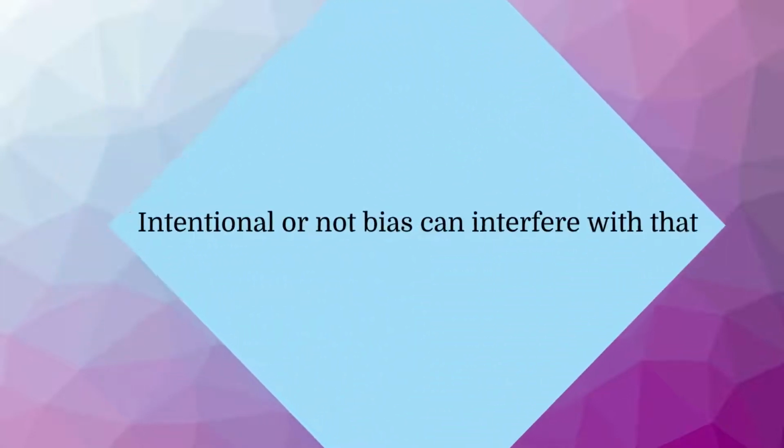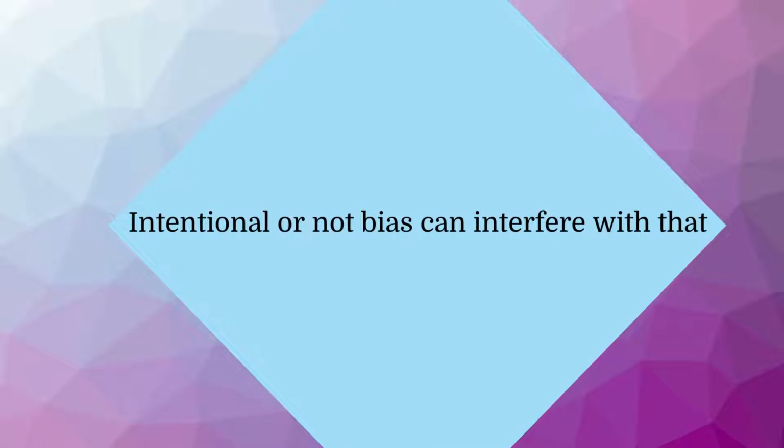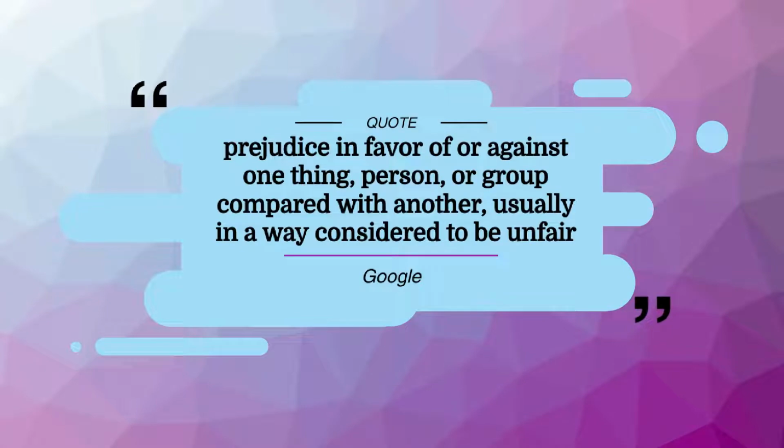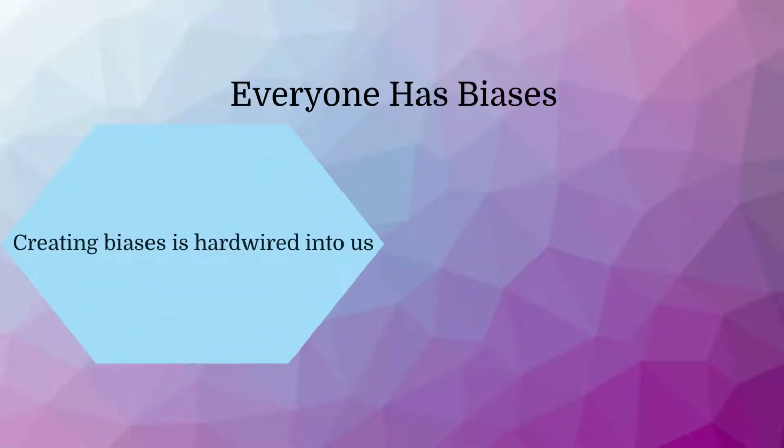Whether it's intentional or accidental, bias can interfere with that. Bias is defined as prejudice in favor or against one thing, person, or group compared with another, usually in a way considered to be unfair. We all have biases. The processes that create biases are hardwired into us.